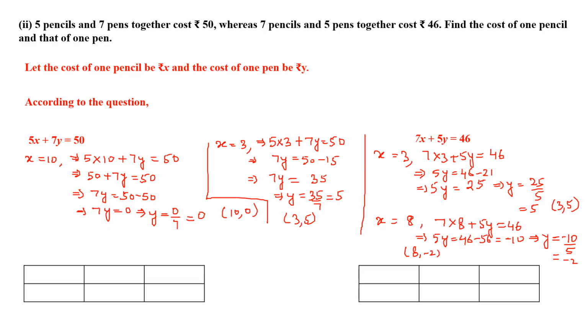Now let's write both the coordinates here, x and y. So when x is 10, y is 0. When x is 3, y is 5. This is the coordinate for my first equation. Now for the second equation, when x is 3, y is 5, and when x is 8, y is minus 2. Now next we are going to plot the graph of it. Then only we can get the solution. So let's plot the graph.